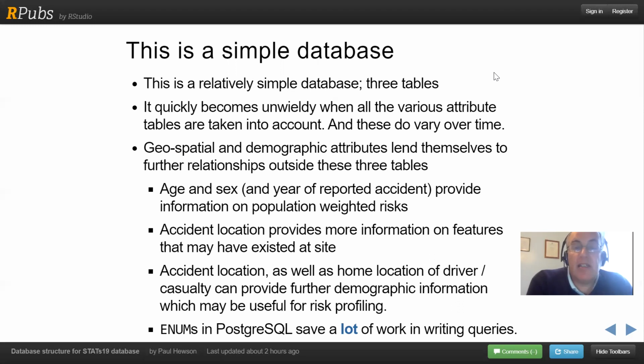So one reason for preferring to keep the entity relationship diagram simplified is to focus on these other possible links outside those 3 tables. And it remains the case that using the enumerated types in Postgres saves a lot of work in writing queries. We don't keep having to join all these attribute lookups because the enumerated types take care of that for us.